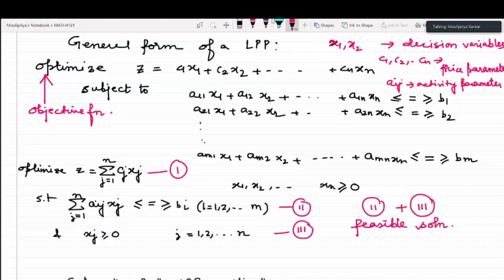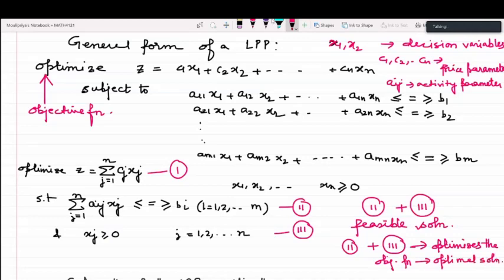And the decision variables that satisfy the constraints and the non-negativity condition and further optimize the objective function is said to be the optimal solution. Am I okay with this? Yes, ma'am.